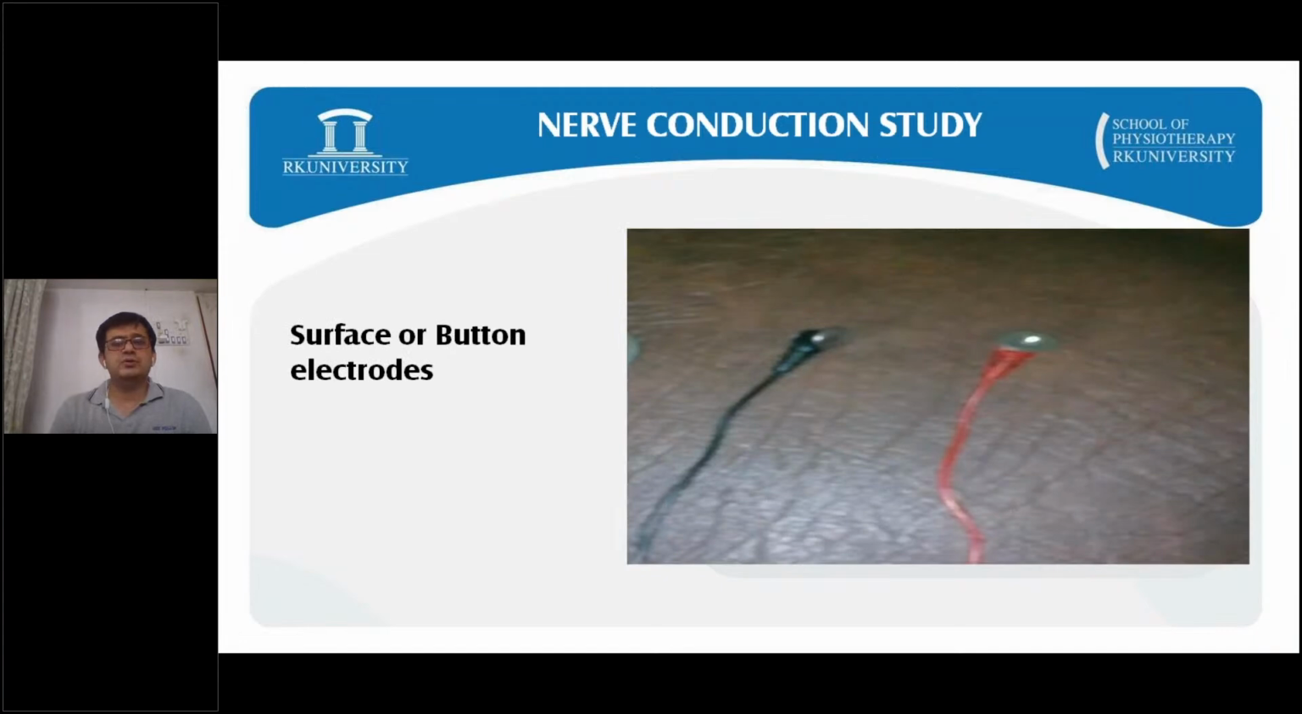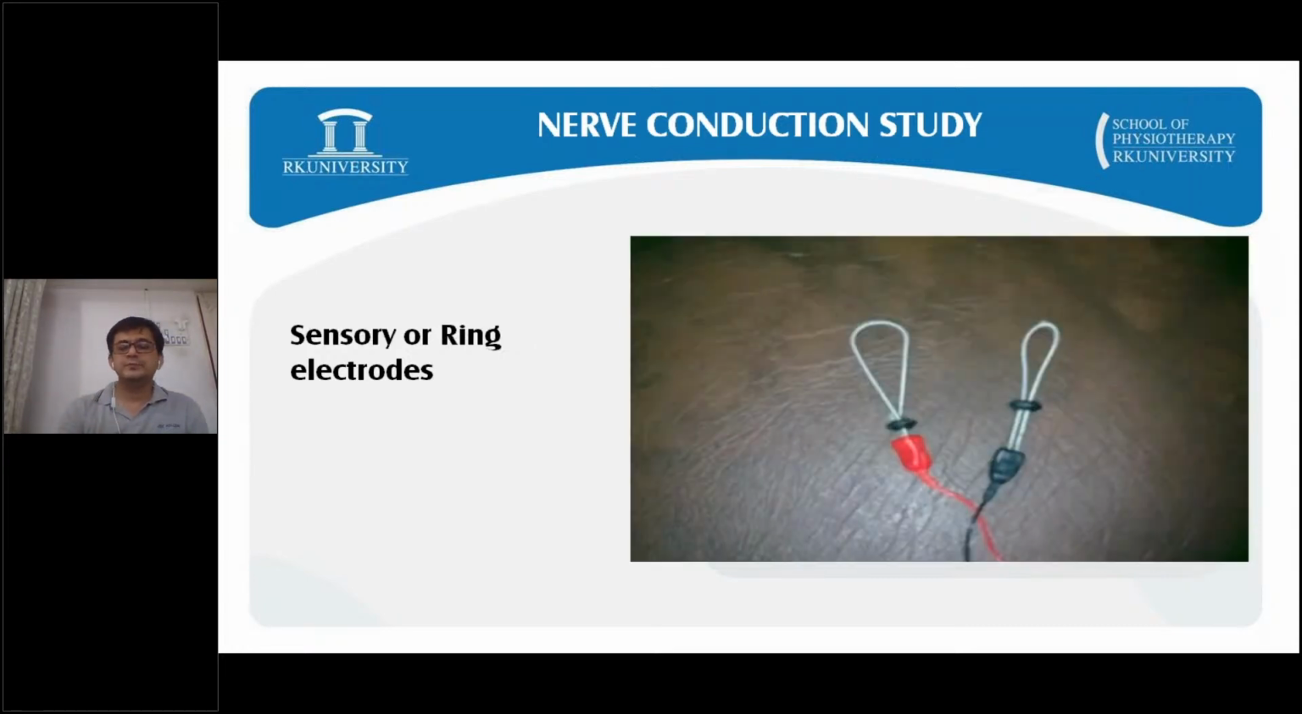These are the surface electrodes. They are also known as button electrodes because they are very small. Diameter is generally about 3 to 5 mm, and they are made up of silver chloride. So polarity, as we discussed, black will be cathode and red will be anode. So black will be working as recording active and red will be working as recording reference. We are not discussing placements. This is just for idea.